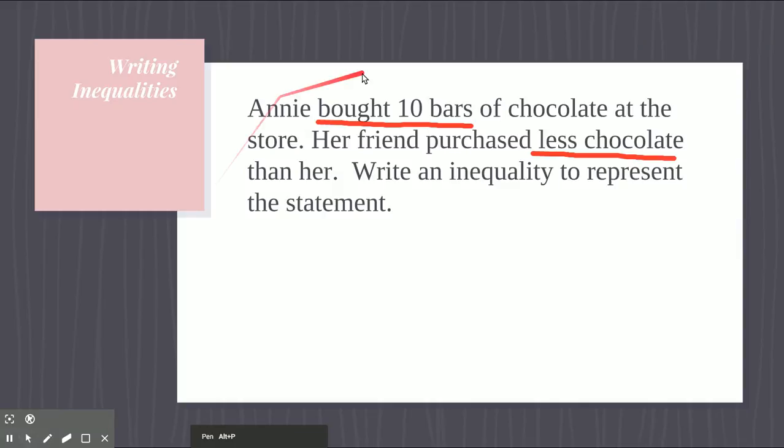So what we're kind of comparing to is her friend. Do we know what her friend has, how many candy bars she has? No, so since we don't know that, we use x as the variable to represent something that is unknown. But we know that her friend purchased less, and it didn't say less than or equal to or at most, anything like that. So we know that x, whatever her friend's amount of candy bars is, is less than Annie's. So it's very simple, it just becomes x is less than 10. Her friend has less than 10 candy bars.